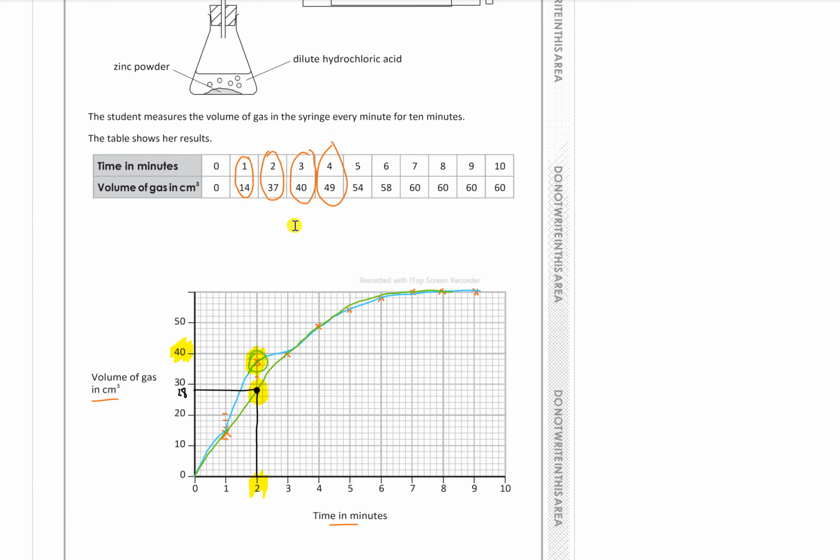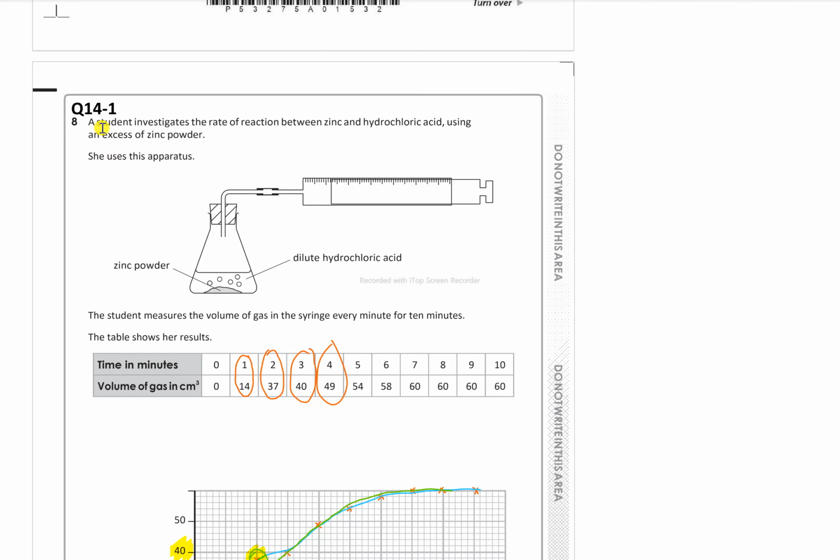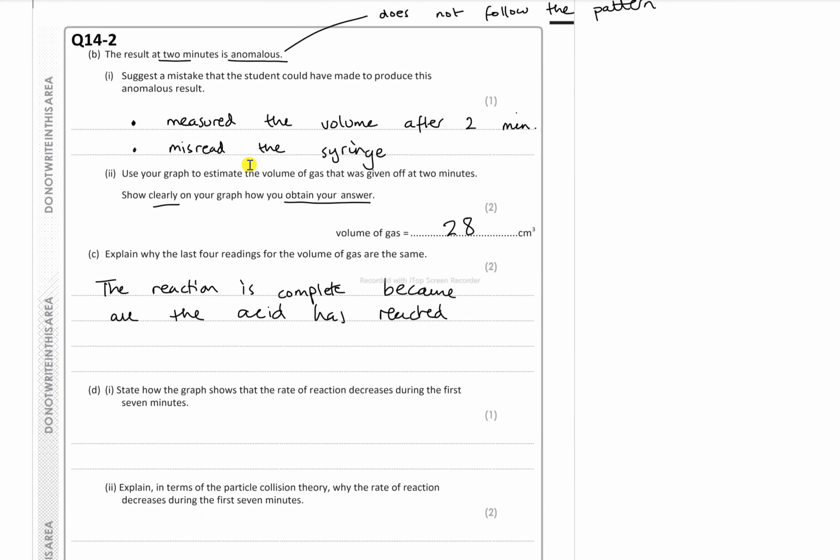Let's look here. So look, they've used excess zinc powder up here. Look, there's a clue here. Excess zinc powder. So that means all the acid is going to react. If they'd said excess acid, all the zinc would have reacted.